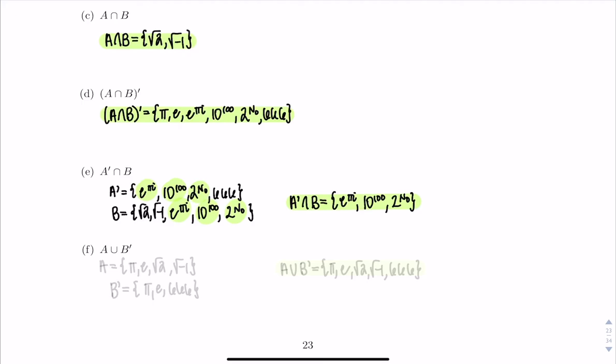And the last one, we've got A union B complement. So we know what is in A. We've got pi, we've got e, square root of 2, and square root of -1. And B complement, we've got pi, e, and 666. And so with the union, we just take everything that's present in those two sets, which is pretty close anyway. Pi, e, we got square root of 2, square root of -1, and 666.